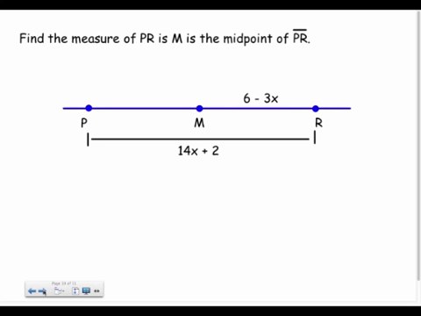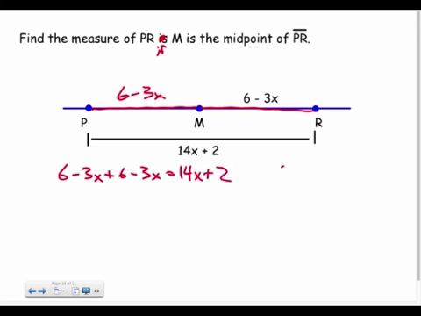Lastly, we could throw in some algebra for you here. So for example, it says find the measure of PR. Oh, this should be, if M is the midpoint of PR. Well, if I think about it, M is the midpoint, so I know that PM and MR are the same thing. So I can set this up two ways. I could either say 6 minus 3x plus 6 minus 3x equals 14x plus 2, or I could have written 2 times 6 minus 3x, because I have two of them, added together.